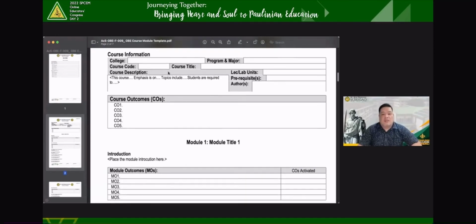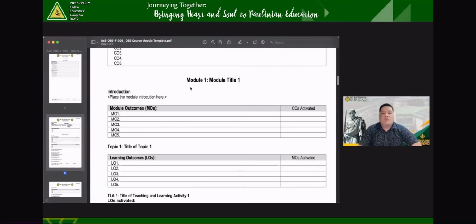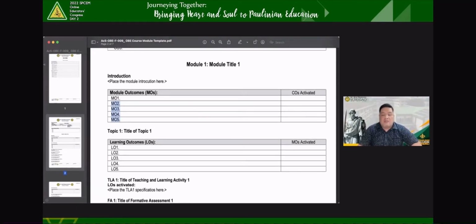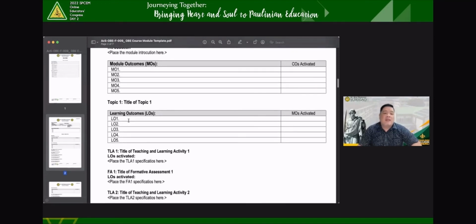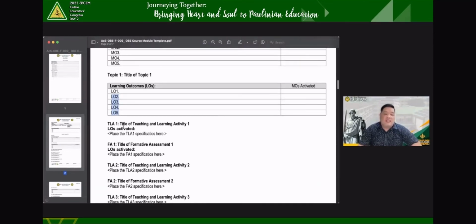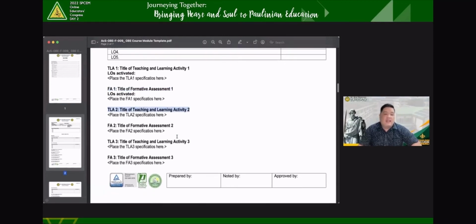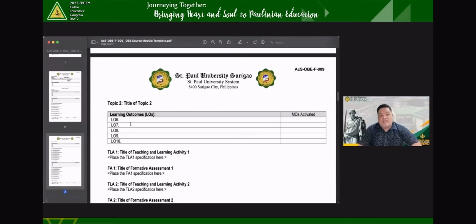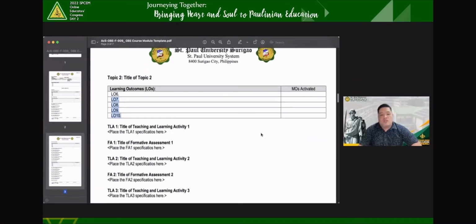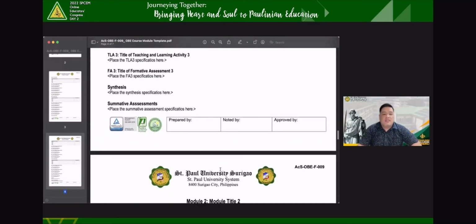So the course information here at the top, we have the course outcomes, and then we start with module 1. So here will be the module outcomes, and we have to make sure that this particular module is aligned with a particular CO. So you just put here CO1 or CO5. For example, module outcome 1 is aligned with CO2 or CO3, like that. And then topic 1 will have the lesson outcome. And then we have the TLA, the formative assessment, another TLA, formative assessment, another TLA, formative assessment, and so on. And then we proceed to the next topic, which will have another set of lesson outcomes, which will have to be aligned with the MOs, and so on and so forth. So that's for our templates. And then I'll go back to my PowerPoint presentation.